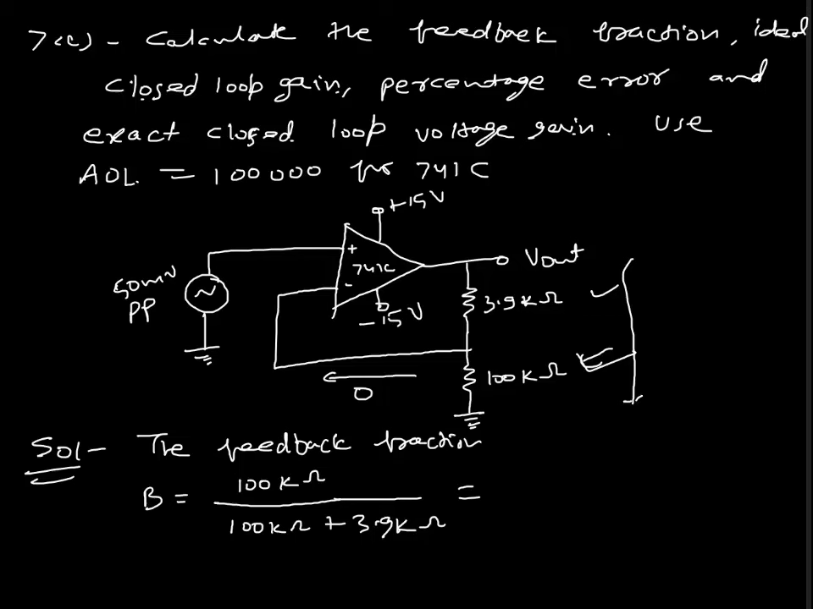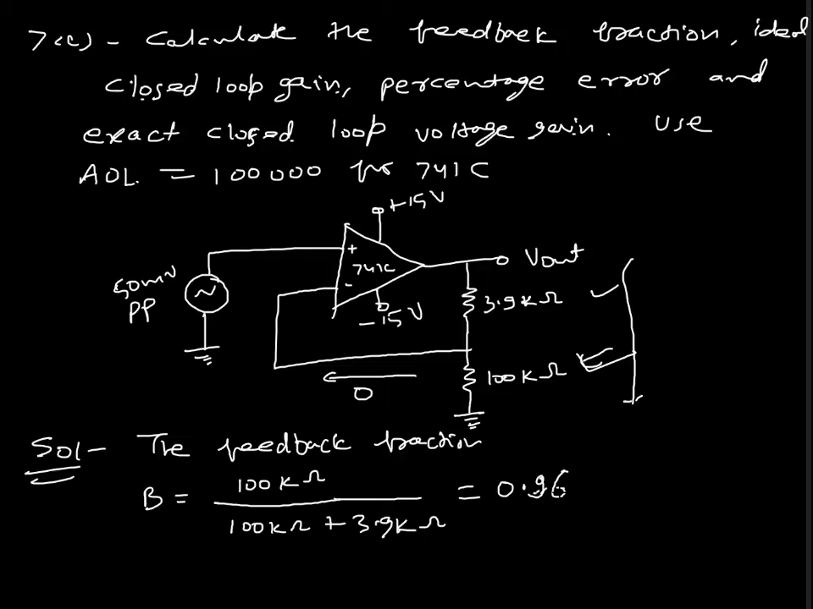So the value of B we are going to get is 100 kilo ohm by 100 kilo ohm plus 3.9 kilo ohm. So we'll get 0.96. So this is the feedback fraction.